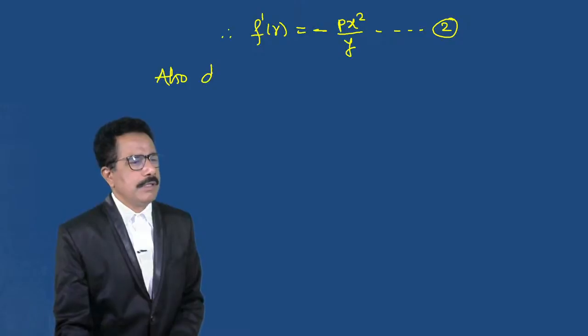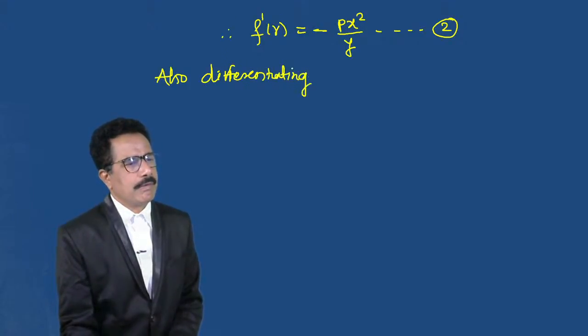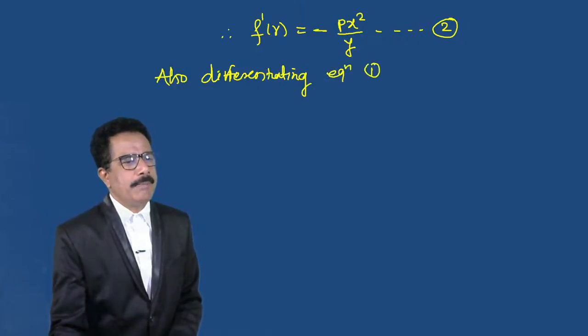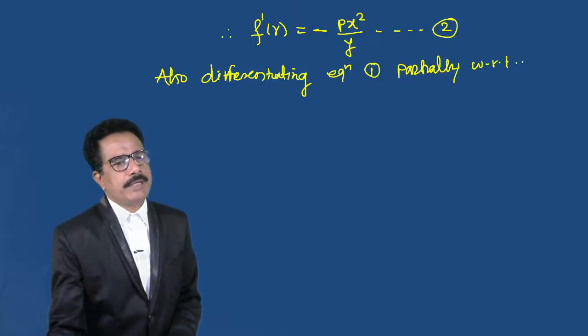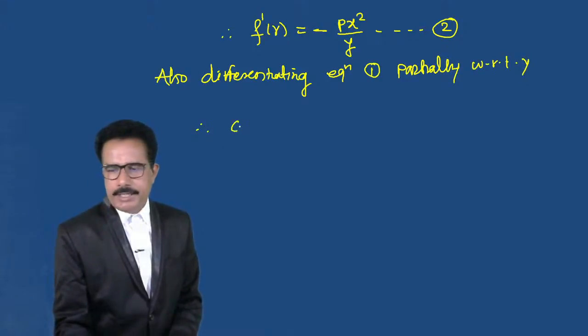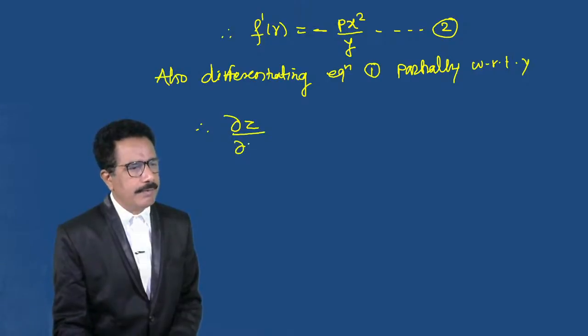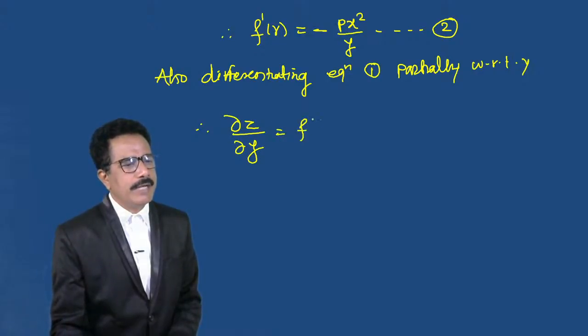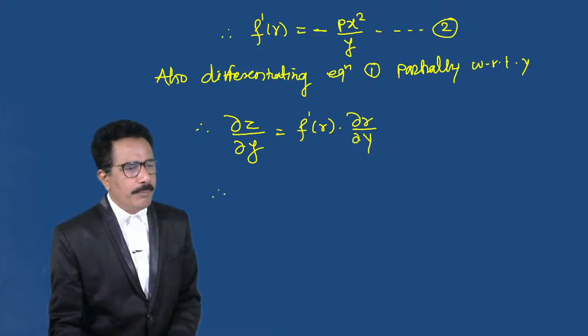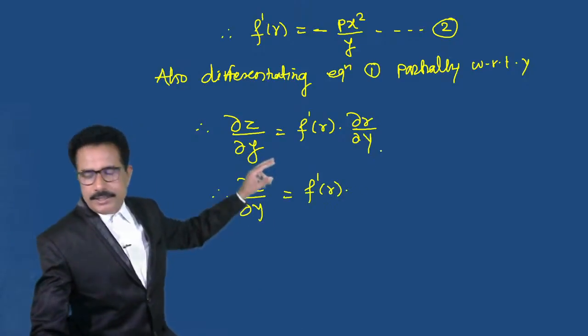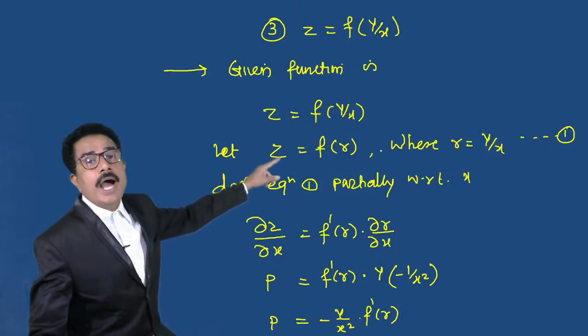Also, differentiating equation 1 partially with respect to y. So we can write dou z by dou y, which is a function of r. So f dash of r into dou r by dou y. So put this value dou z by dou y, which is given by f dash of r into, what is the value, tell me students?